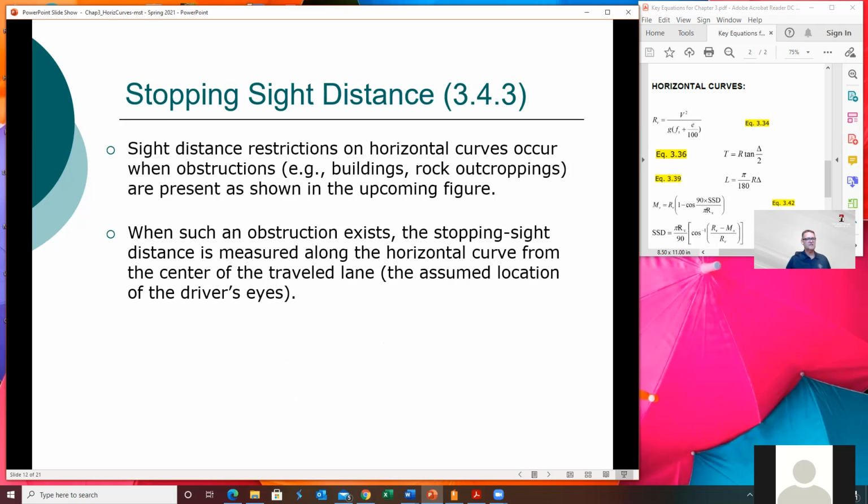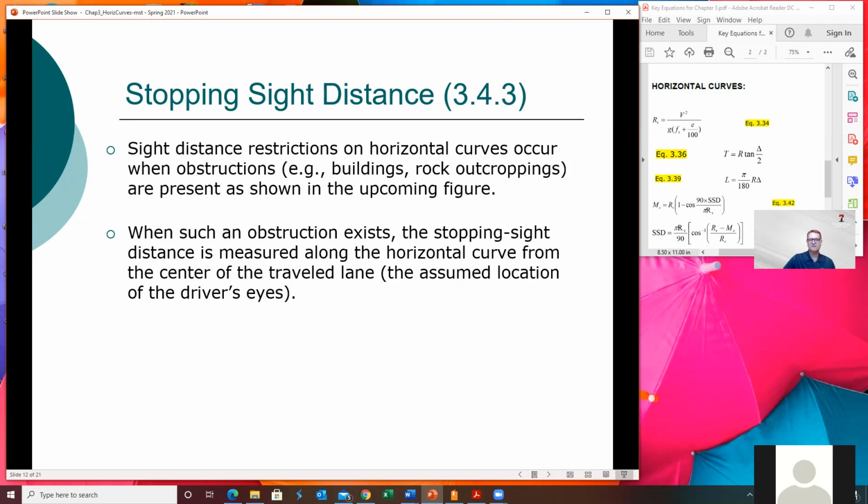So now that we've given the basics of horizontal curves themselves, we want to talk about sight distance for horizontal curves because it's different than the sight distance for vertical curves that we've gone over previously. So the sight distance restrictions on horizontal curves arise when obstructions like buildings or rock outcroppings or retaining walls are present, as there'll be a figure that will show. Basically, if there's something on the inside of the horizontal curve that approaches the edge of the roadway, that's going to obstruct your view to the other end of the curve, okay?